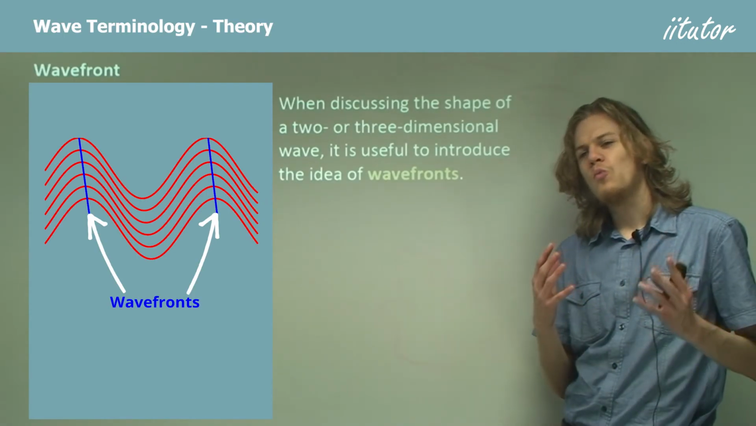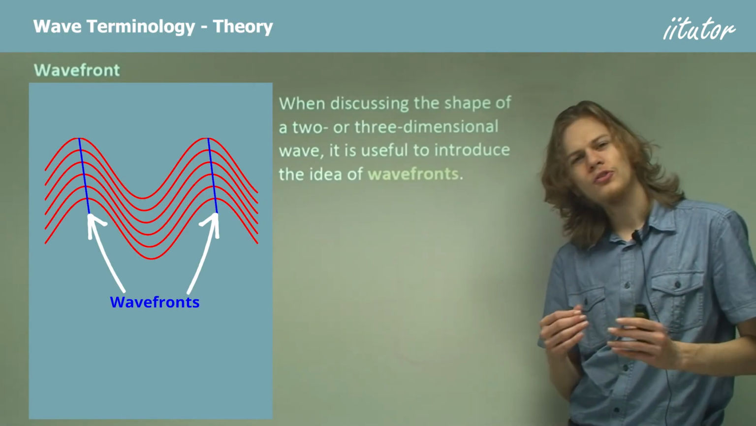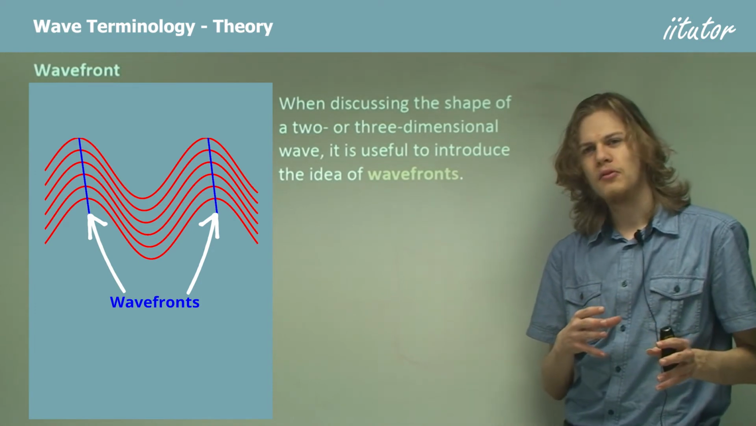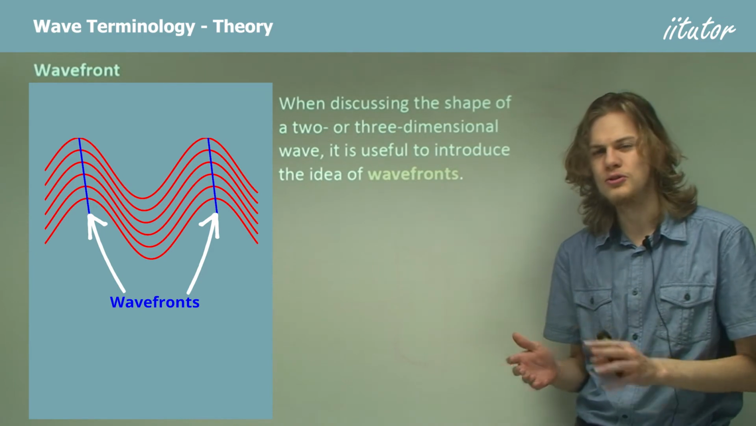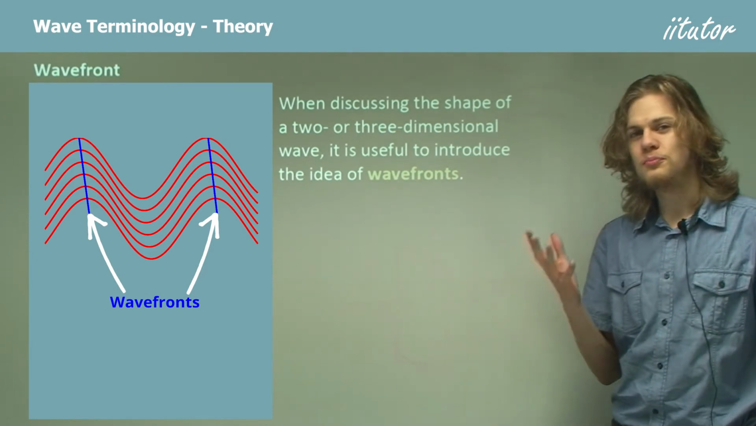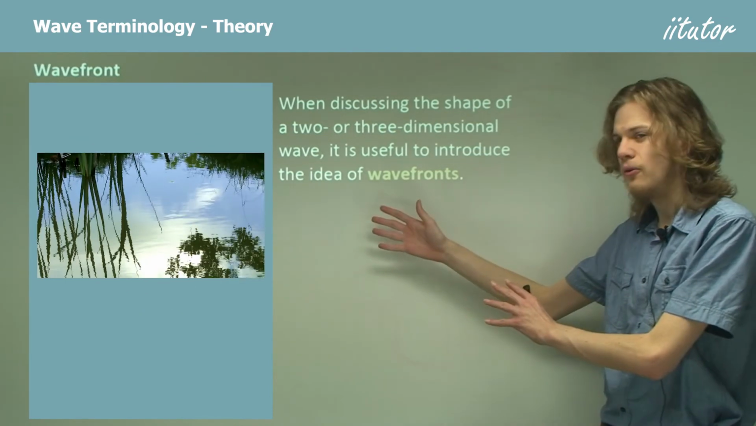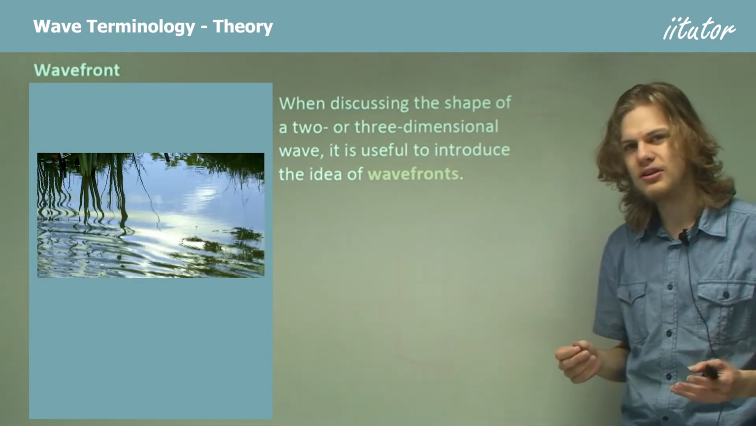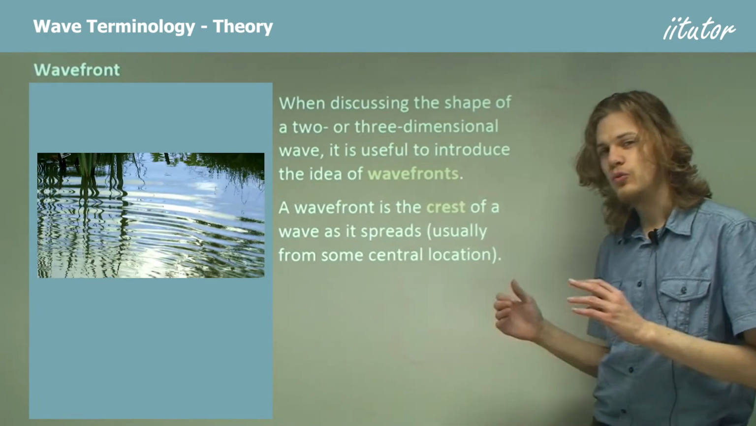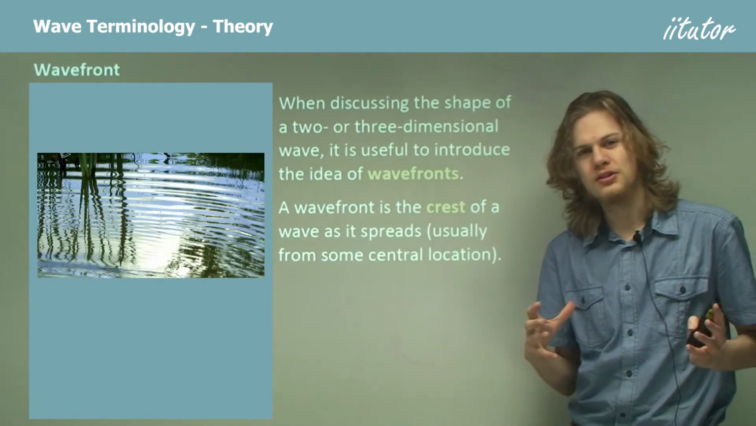Now we'll be talking about wavefronts. Wavefronts are pretty similar to crests, but they're often used in different contexts to the context in which crest would be used. So when we think about a wave spreading out in, for example, a pond, we can use the idea of wavefront to describe where the wave is. A wavefront is the crest of a wave as the wave spreads out.